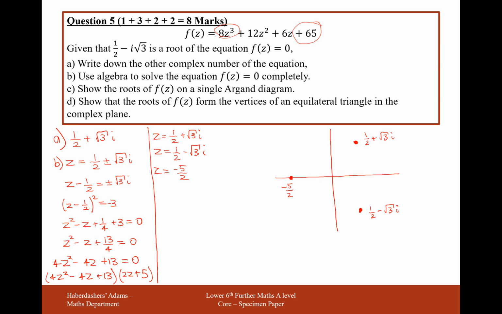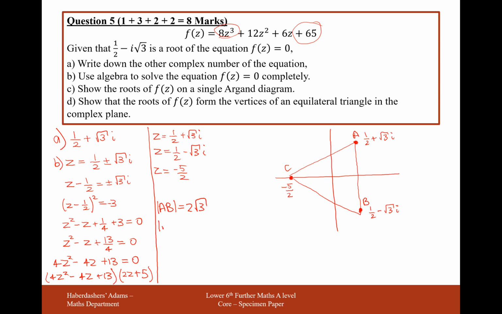Okay, part D, show that the roots form the vertices of an equilateral triangle in the complex plane. So what I've got to do is prove that this line from here to here is the same distance as the line from here to here, and is the same distance as the line from here to here. Okay, so let's label them to make it easier for us. A, B, and C. So A to B, distance from A to B is, well, it's not moving left or right by anything. It's just moving from root 3 down to 0, down to minus root 3. So the distance there is 2 lots of that root 3 distance.